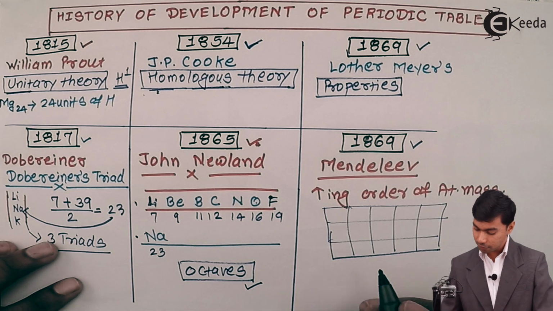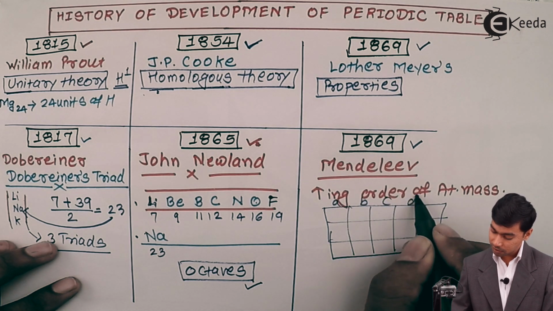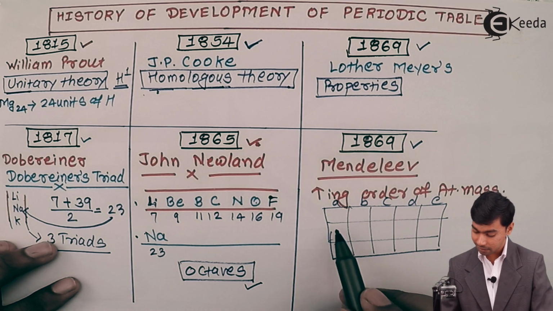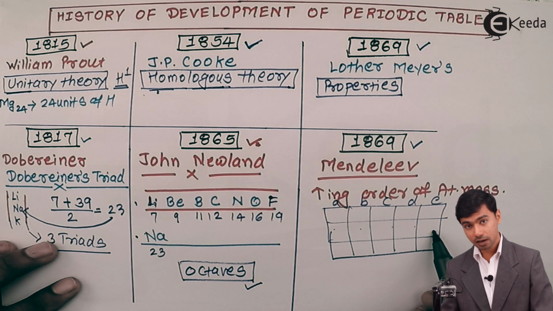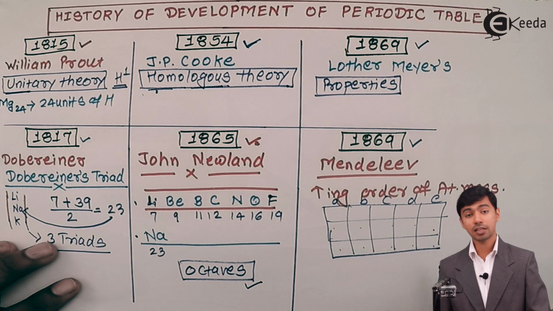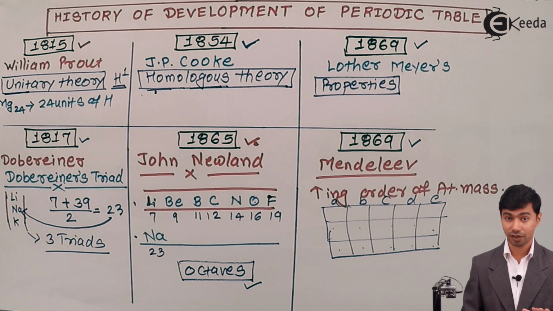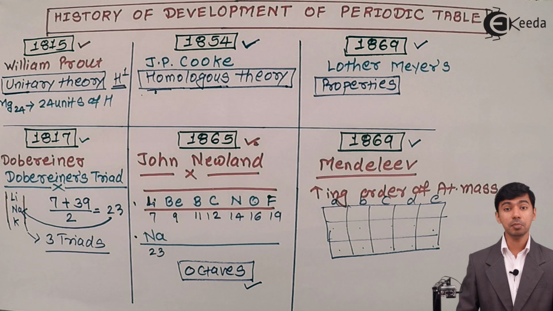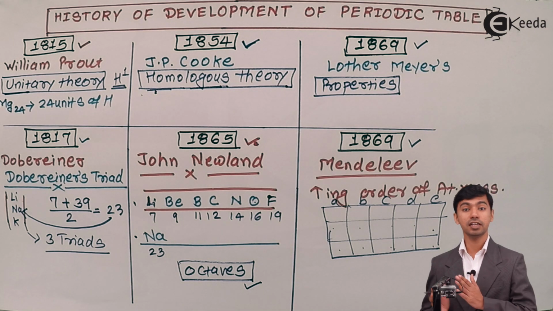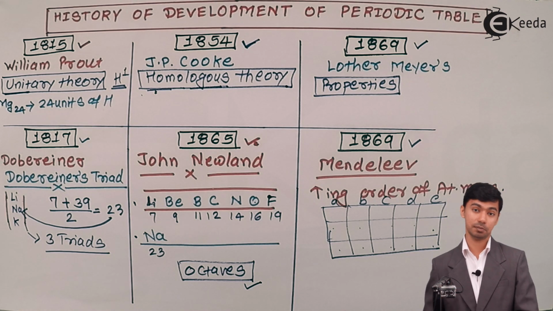Just consider, if we have a property A here, then B here, C here, D here and E here. After a certain time, the properties are again A, B, C, D, E. After again a certain time, the properties are again A, B, C, D, E. That means after regular intervals, the properties repeat in a regular fashion. So this is nothing but periodicity. So he gave the name periodic law, and named this table the periodic table.